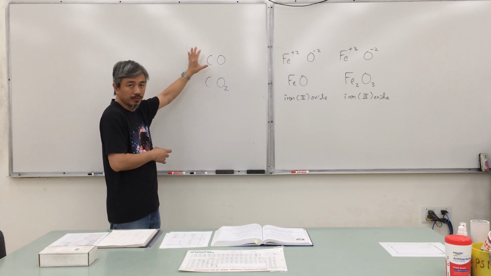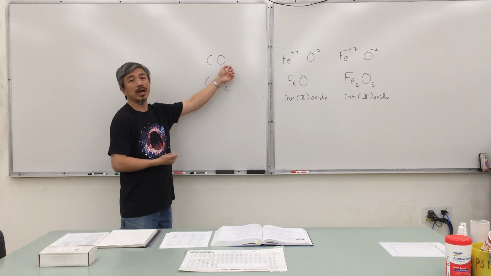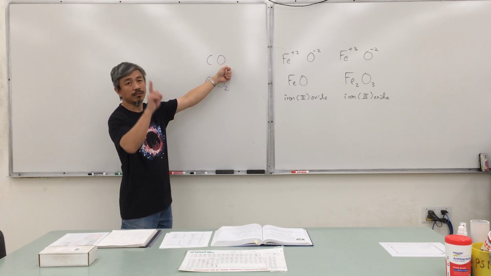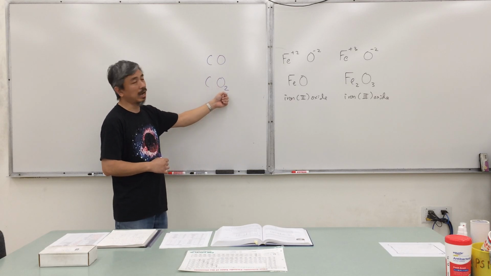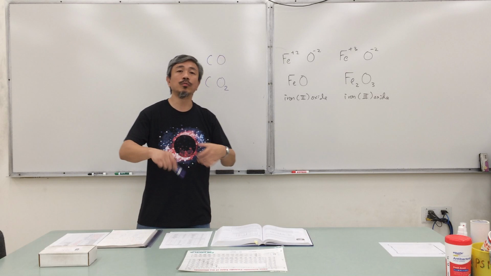So we just use the name of the first element, and then we use the anion name plus the prefix to tell me how many atoms there are. So in this case, this is carbon monoxide for one oxygen. This is now carbon dioxide. So again, if you are not quite familiar with that, make sure you review some of the things that we did last time.